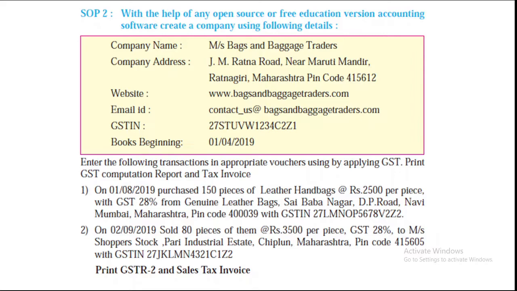These are the transactions given. In the first transaction, we are purchasing leather bags, which are the goods in which we trade. We perform our business with them, so these are the main goods of our business. In this, we have to mention the quantity while passing the entry.